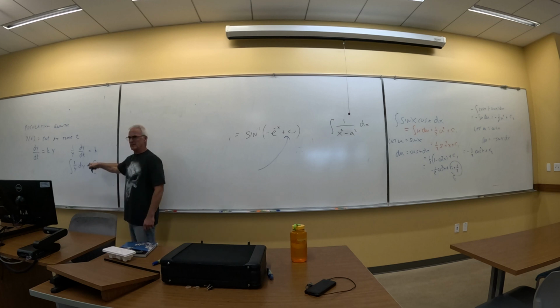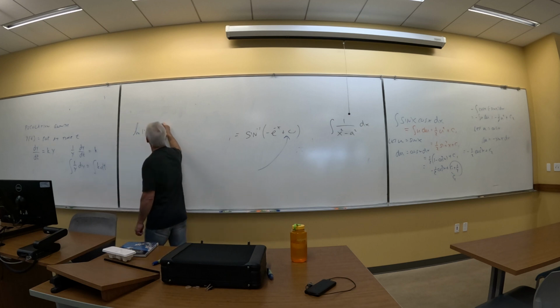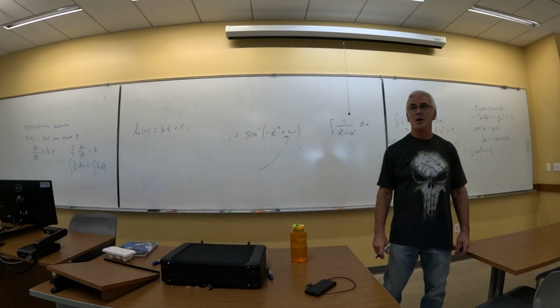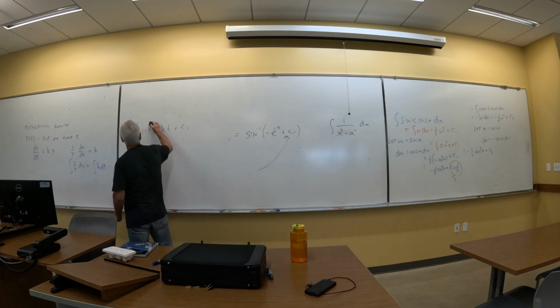Well, this is pretty easy. What's the antiderivative of 1 over y dy? Natural log of the absolute value. Good. And the other side would be kt, plus a constant we'll call c1. Now, if y represents population, can y be negative? No. So can I ignore the absolute value in this case? Yes. In general, it is absolute value.